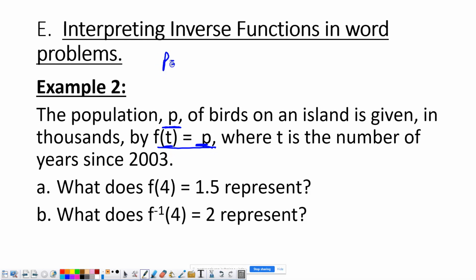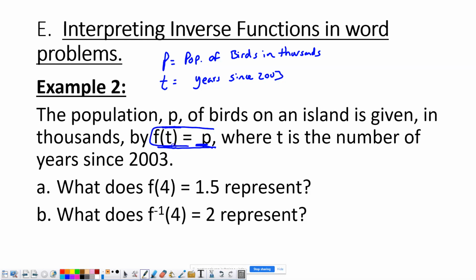I'm going to write that at the top. P equals population of birds in thousands. And what that means is, if I say P equals 1, what that really means is 1,000. Or if I say P equals 2, that means 2,000. And T represents years since 2003. Okay? And we have this function here. And what this function is telling me is that the population of birds depends on what year we're in after the year 2003. Okay?